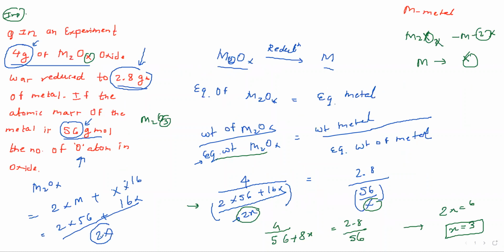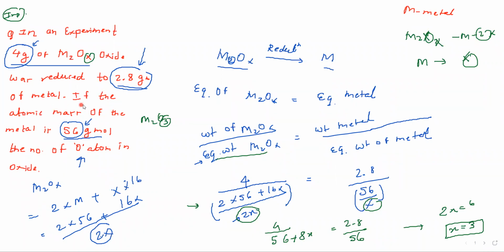Okay, just wait. See, I'm going to explain the first question again, which is a little bit different from the others. The first question states that in an experiment, 4 gram of M2OX oxide was reduced to 2.8 gram of metal. So M2OX is your compound. From this compound, can you see there is an M? Yes. So from this compound, you get 2.8 gram of metal. Out of 4 gram, you got after the reduction 2.8 gram of metal. So M2OX undergoes reduction, it gives you metal.